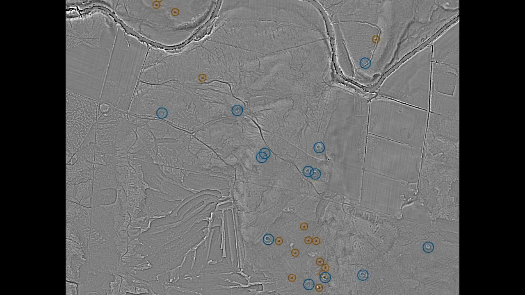So these are the known objects that we are looking at. These are two different types: roundhouses in blue, and then the small cairns in orange. The big circles are just easier to see when I zoom out. That's why I have it here.